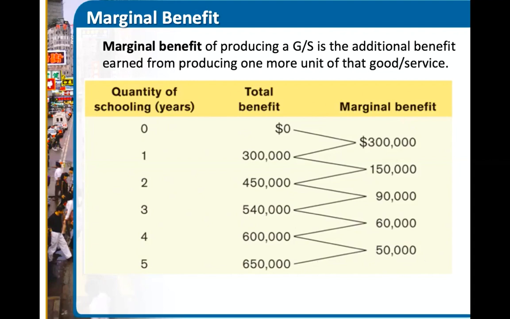At that point, you should be ready to enter the labor market and apply the skills and knowledge that you have learned to your actual profession. So the sixth year may provide you no benefit. So keep that in mind. Benefits increase from $300,000 to $650,000, but they increase at a diminishing rate, which is the marginal benefit analysis here from the chart that we can see.